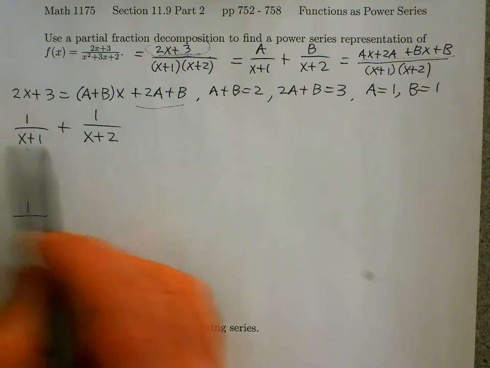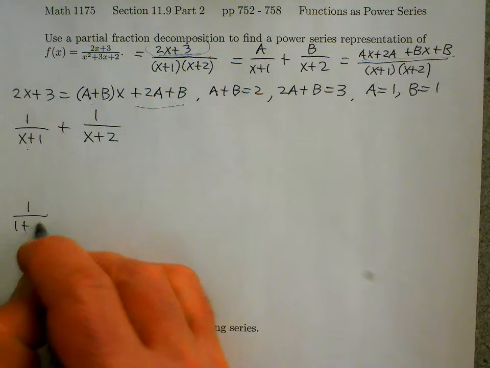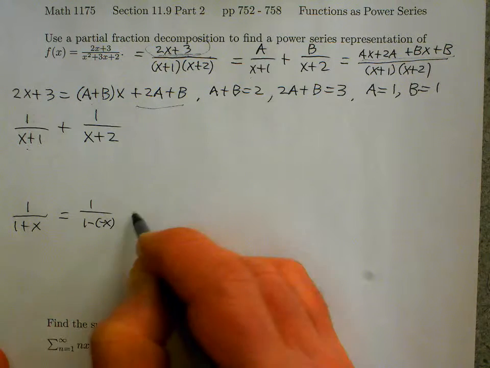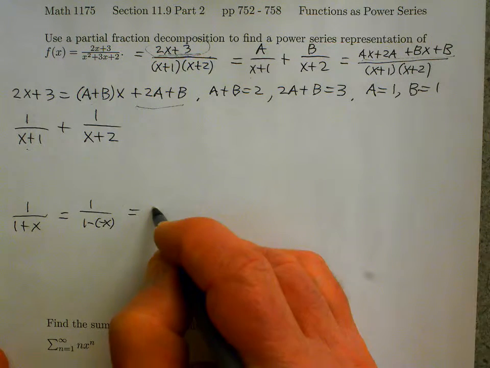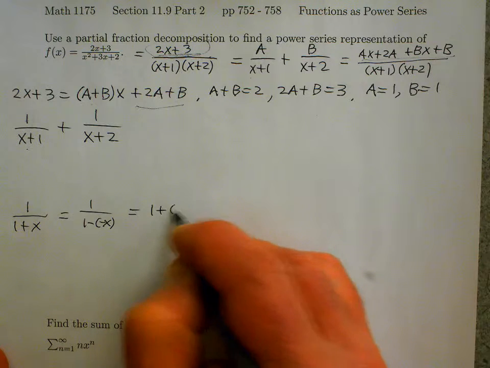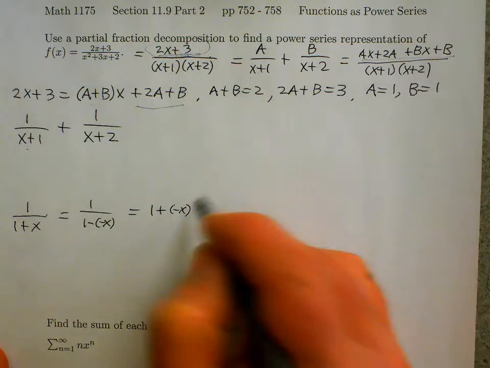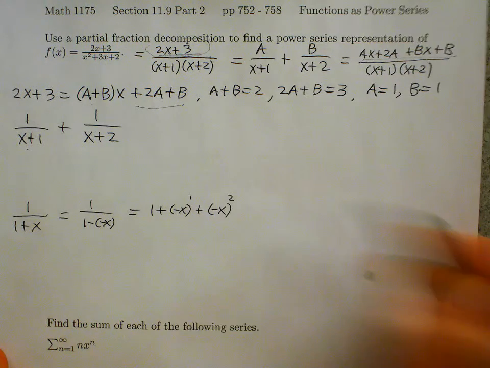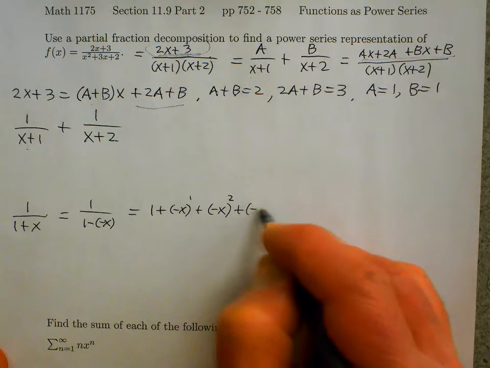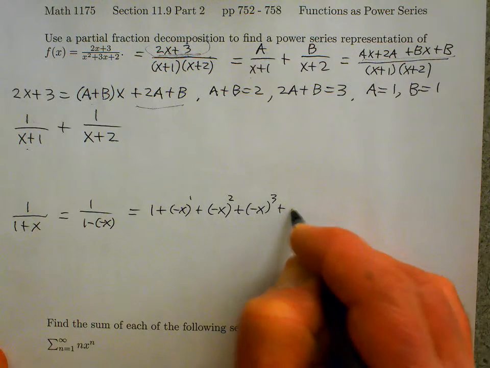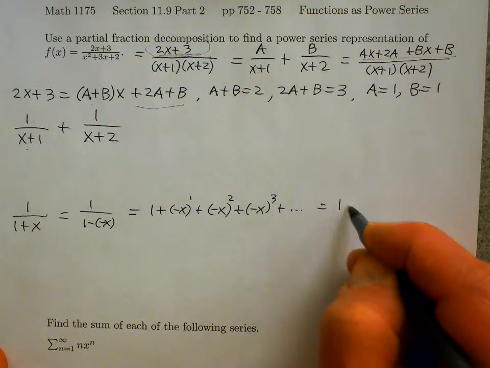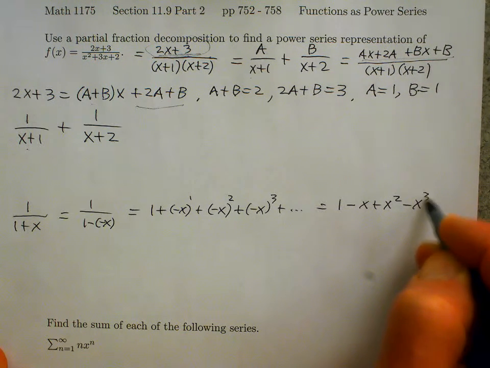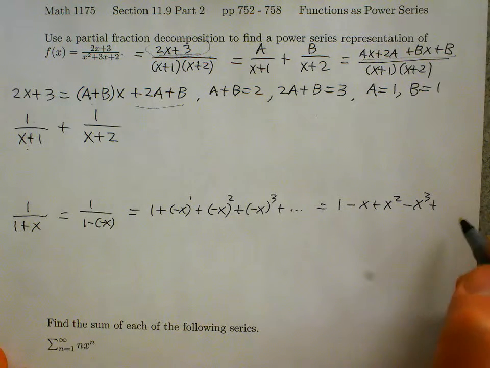Think of 1 over x plus 1 as 1 over 1 plus x, which is 1 over 1 minus negative x. And then 1 plus the term negative x to the first plus negative x to the second, and so on. So this becomes 1 minus x plus x squared minus x to the third, and so on.